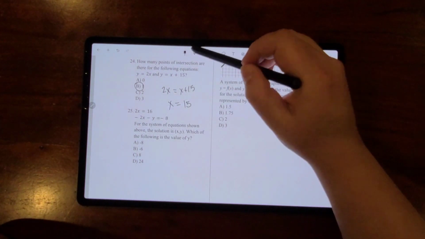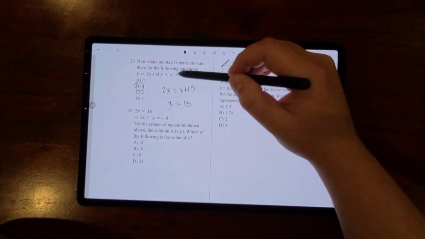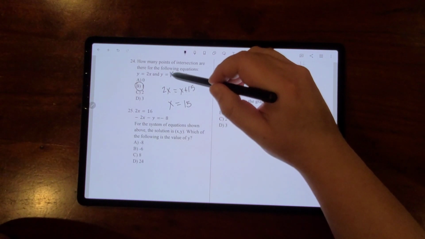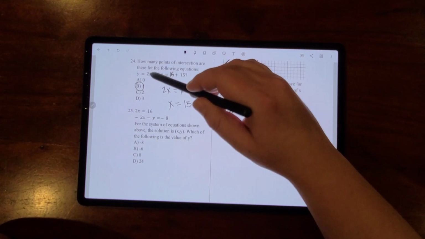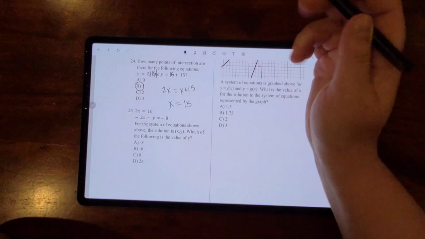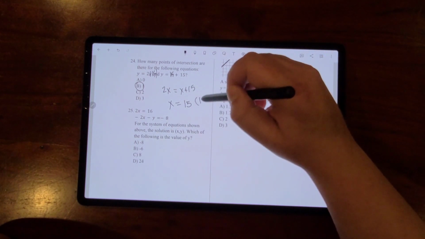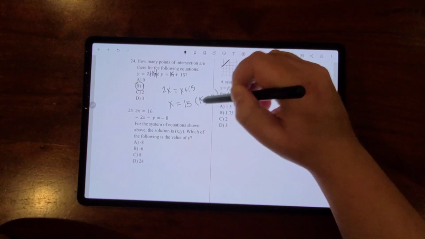And you'll see it's not like the x could give you 2 different values when you plug it in. If you plug in 15 for x here, you're going to get 30, and you get the same thing here. 15 for x there gives you 30. So the solution to this would be 15, 30. There's only that one solution, that one point.